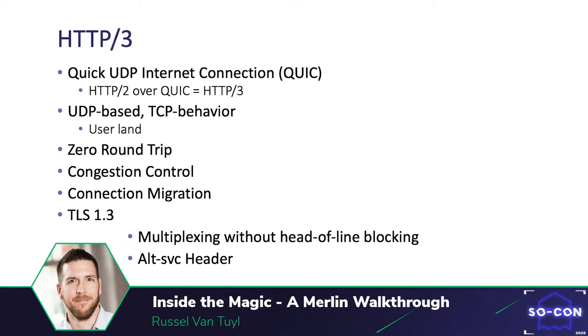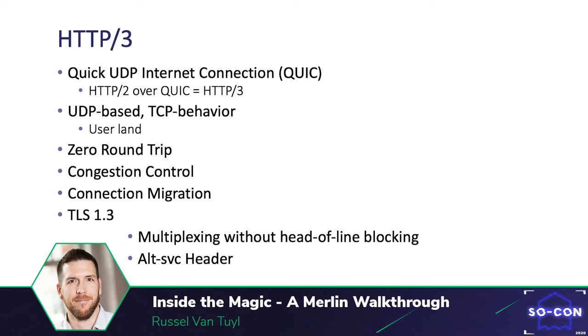QUIC has some unique features that make it very valuable, such as zero round trip time, congestion control, connection migration, and it starts off supporting TLS 1.3. I personally find connection migration interesting because when you establish an HTTP 3 connection, you're assigned a connection ID, and you can switch networks multiple times, whether it's from your cellular interface to a Wi-Fi interface to a hardwired connection, and you can maintain the same HTTP 3 connection due to that connection ID. Additionally, QUIC has multiplexing without head of line blocking because it can send multiple streams.